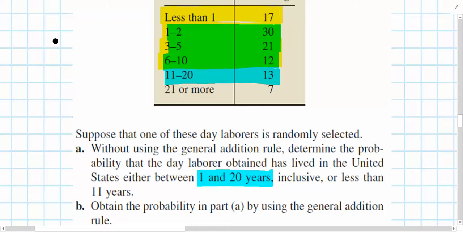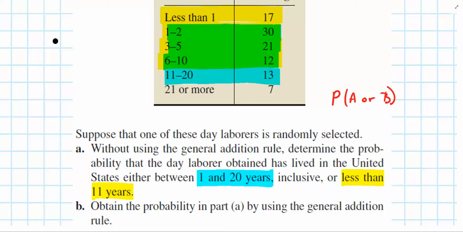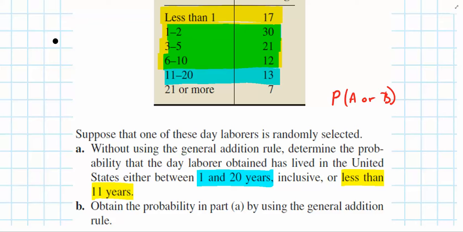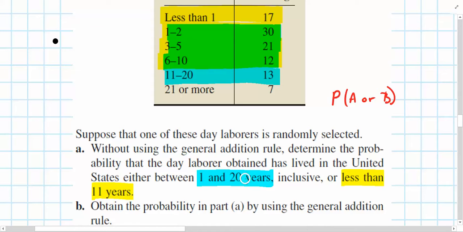Now, the thing to keep in mind when we use this "or" phrasing, probability of A or B, this means that an event that occurs in any of this shaded region can be counted. So the probability that a person selected is either between, or that has lived in the United States between 1 and 20 years or less than 11 years would be the sum of each of these probabilities that have been shaded.